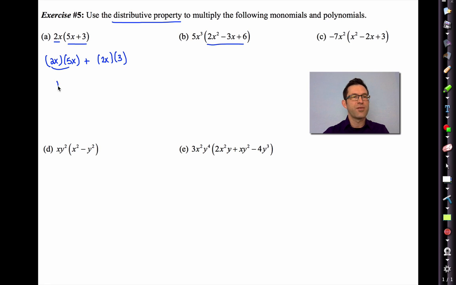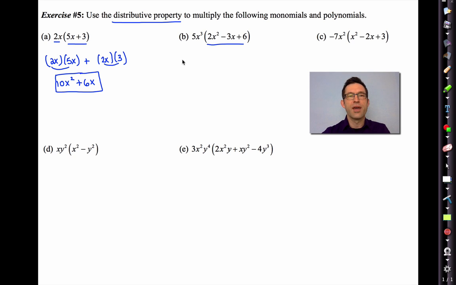I'll get 2 times 5, and I'll get 10, and then I'll get x times x, and I'll get x squared. Here, the only thing I can really do is choose to multiply the 2 and the 3, giving me 6, and then the x just kind of comes along for the ride. So 10x squared plus 6x.